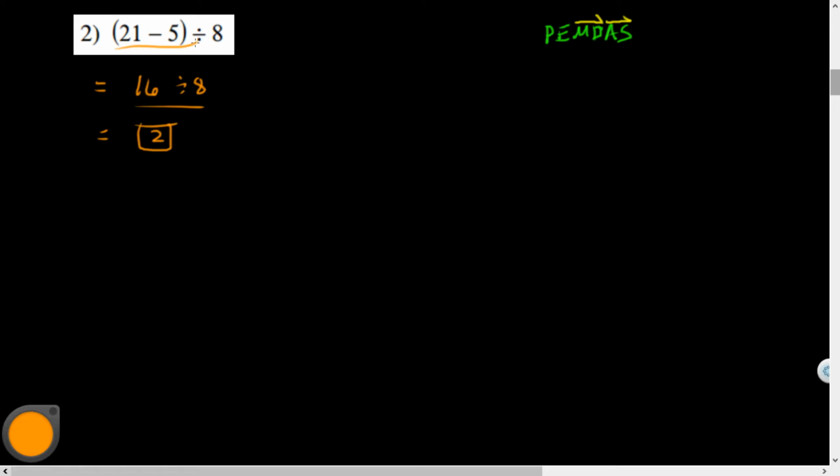Now, if I attempted to do this in the other order, if I tried 5 divided by 8 or something, I would have gotten fractions, which doesn't mean it's wrong because fractions exist. But I would have ended up with a different answer altogether. So that does matter.